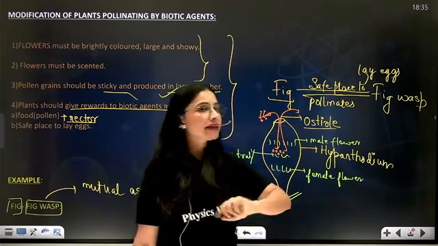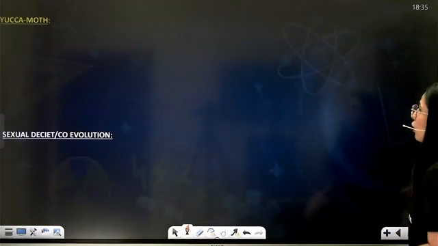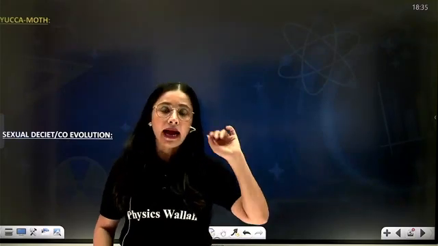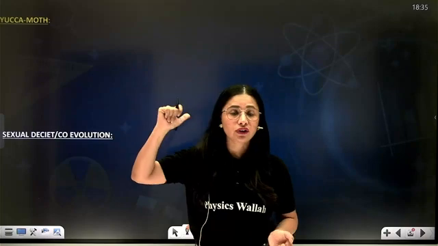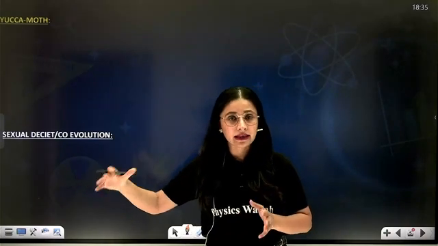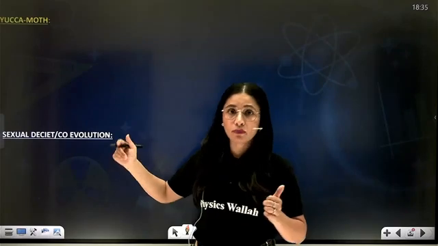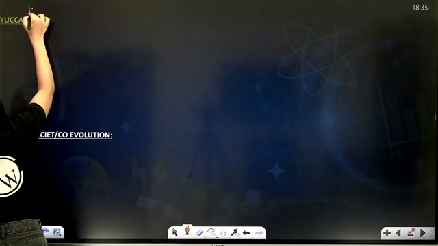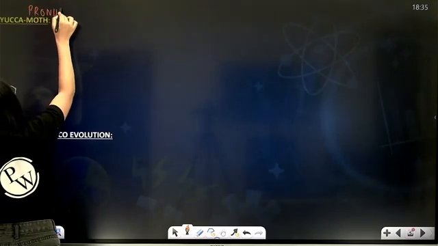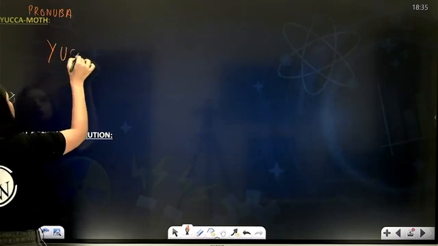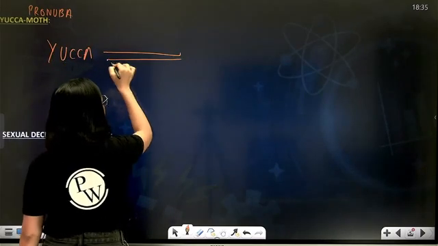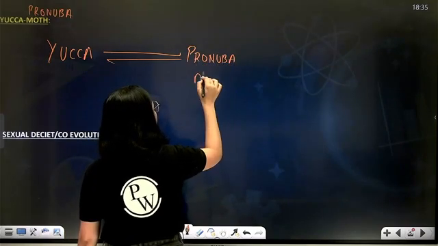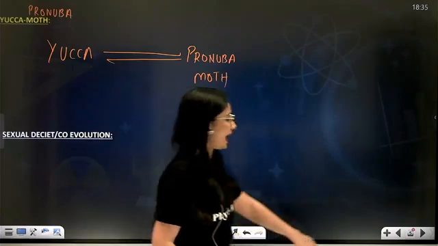Understood? Similarly, there is one more example of yucca moth. Yucca is actually a very long flower, and it is pollinated in the same manner with the help of a moth called Pronuba moth. Correct? So yucca is a plant which is pollinated by Pronuba moth. Same concept as you have seen in fig and fig wasp.